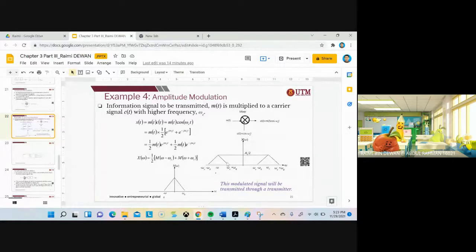Then you actually obtain your output, which is the X omega. You can see here it is actually AC over 2. This is the amplitude, and this is your resulting signal. This one is omega plus omega C, and this one is omega minus omega C, and of course omega C is in the middle. Okay, in the middle.